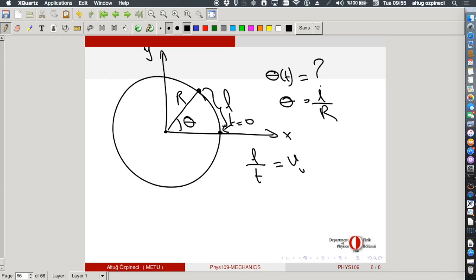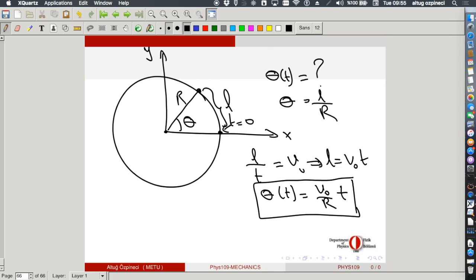Now, the distance over the time is nothing but the speed. You see, it's not the displacement over time. The displacement over time will be the velocity vector, not the speed. So here it is the distance covered divided by the time, which gives us the speed. So L is nothing but V0 times t. And hence theta as a function of time is V0 over R times t. So we know how theta changes as a function of time.